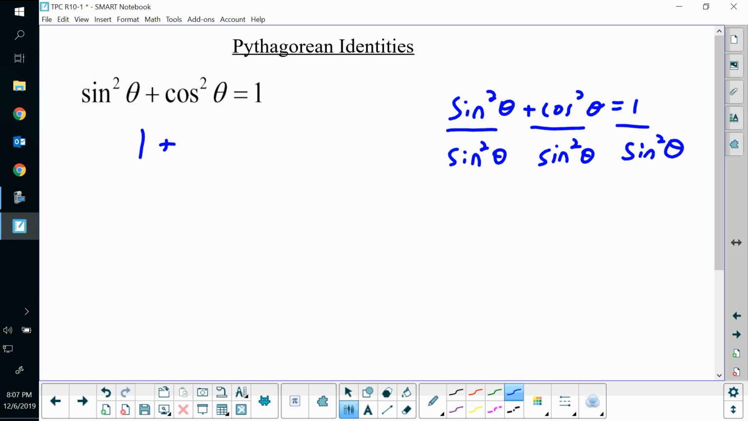From up above, we know a cos divided by a sine is a cotangent, so this would give us cotangent squared theta. And then a 1 divided by a sine we know from above is cosecant, so this is cosecant squared theta.